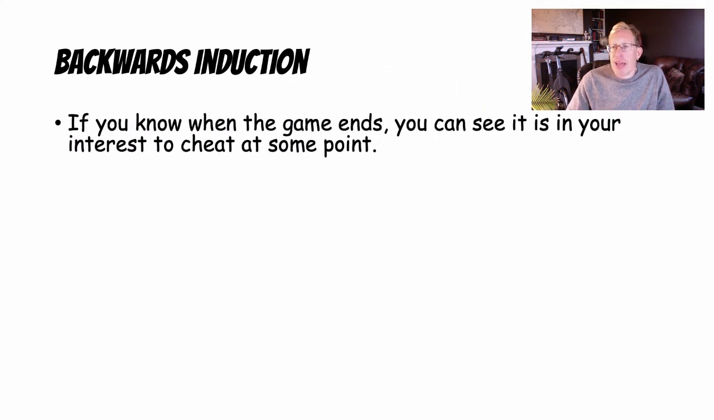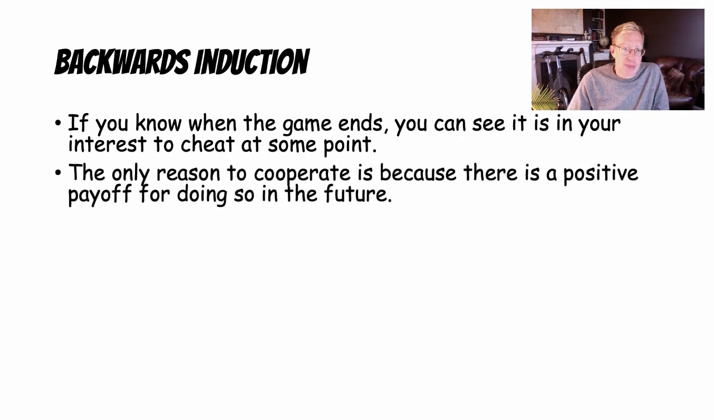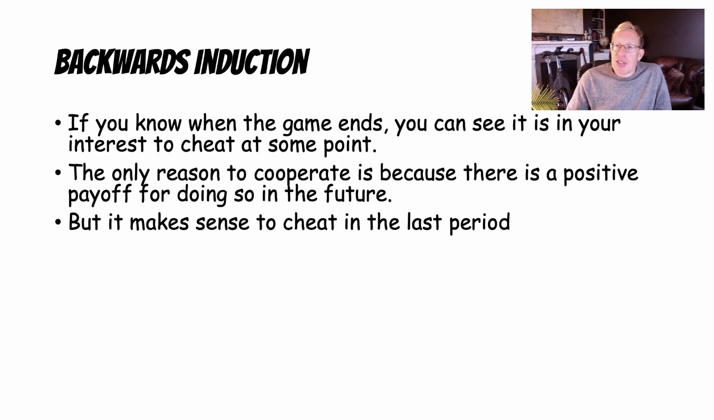If you know when the game is going to end, you can see that it's clearly in your interest to cheat at some point. The question is, when is it in your interest to cheat? The only reason you would cooperate is because there's a positive payoff for doing so in the future. So you're signaling your willingness to cooperate with someone. But it makes sense to cheat in the last period because there's no future after that. So, if I know you are going to cheat in the last period, then because of the prisoner's dilemma, it's in my interest to cheat as well in the last period.